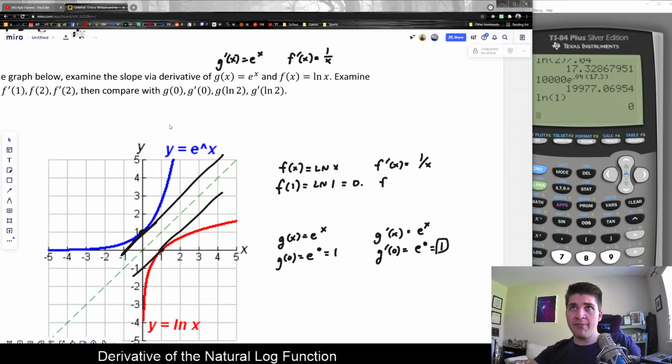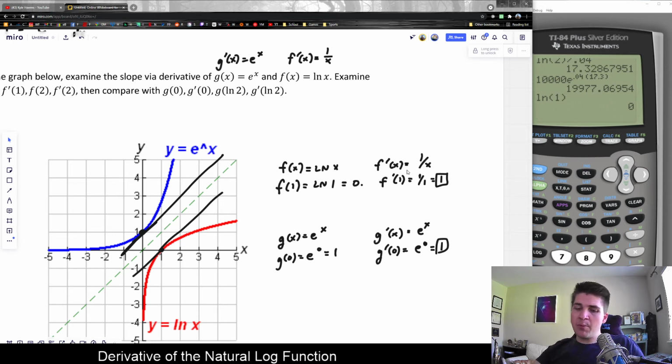And this one I'm calling f, that one I'm calling g. So the question is, what is f prime of 1? Well, notice since the derivative of ln is the reciprocal function, I'll plug that in. 1 over 1 is 1. And notice it works out. The slope is also 1, so it makes sense. And that's just kind of what I wanted to explore in this video.